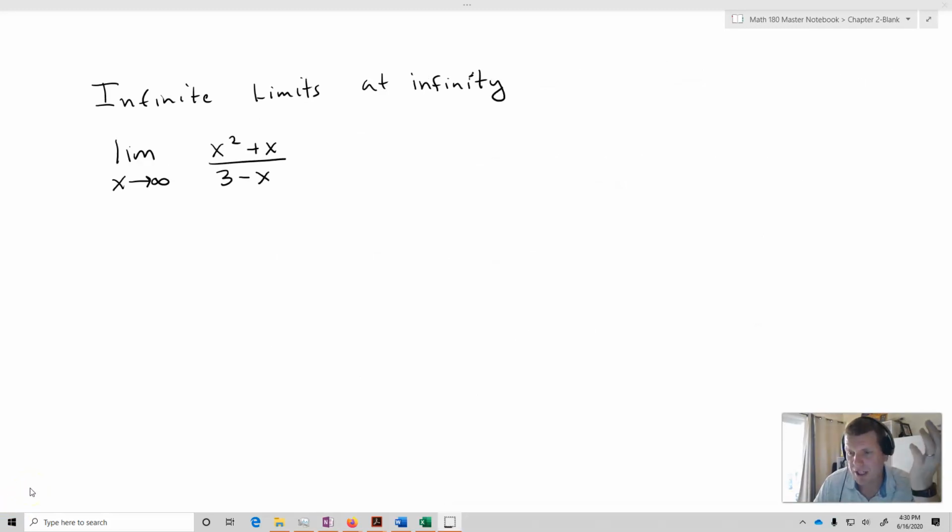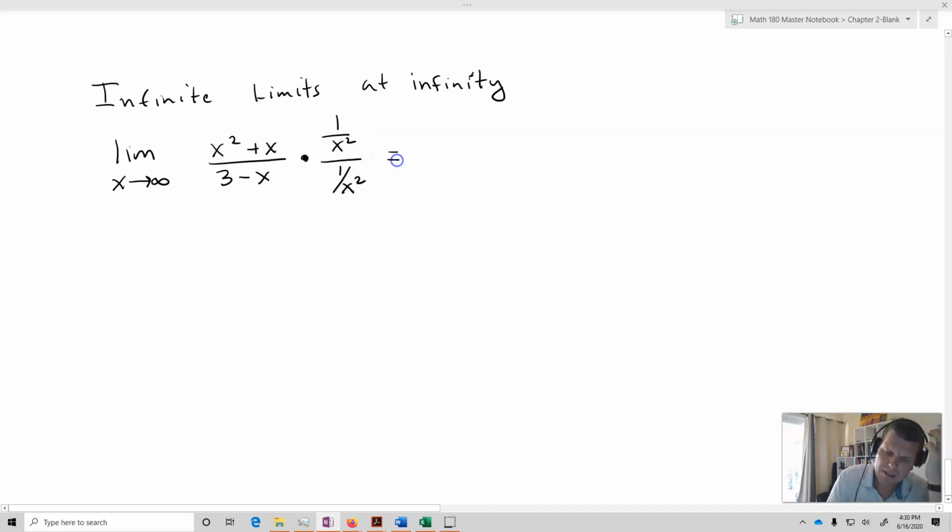Now the final question that we have is what happens if we don't end up having a finite limit, that the limit doesn't actually exist. So let's look at this one: the limit as x approaches infinity of x squared plus x over 3 minus x. Now, think about it for just a second, pause. Maybe you're wondering what should I do? You're going to divide by 1 over x squared on the top and the bottom.